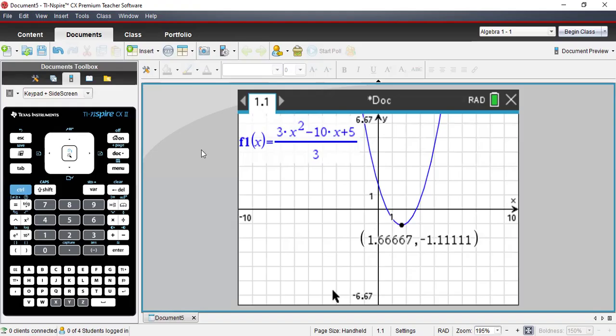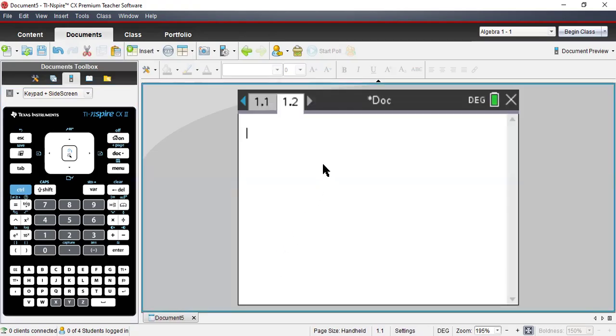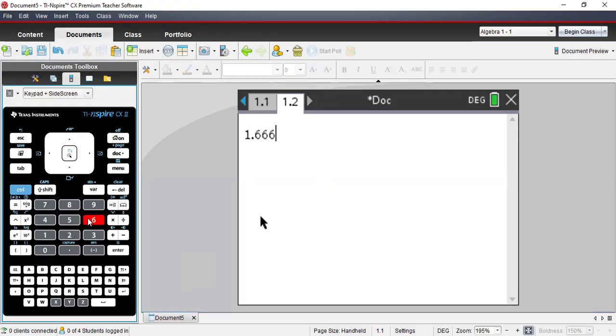I need to go to the home screen. I'm going to convert these to fractions. So the very first one was 1.6. Now look, I'm just going to put a bunch of sixes. I don't know how many, that's good. And then I'm going to go menu 2 2. Bam. And so the first part is going to be 5 over 3.